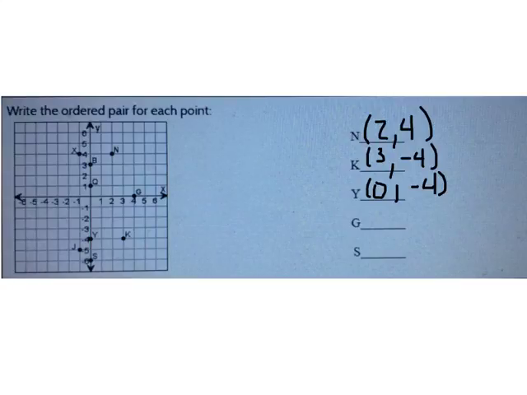What's the ordered pair for point G? Point G is on the x-axis. The x-coordinate is 4, and the y-coordinate is 0. What's the ordered pair for point S? Point S is at 0, negative 6.